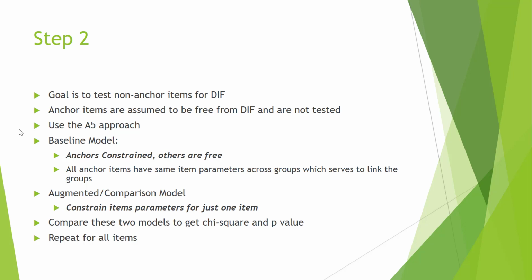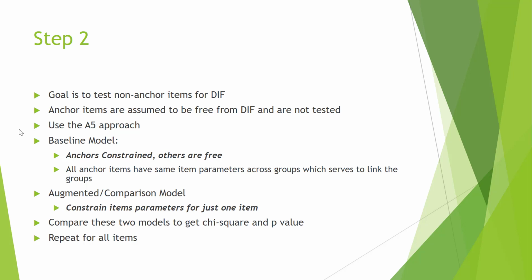So anchor items are assumed to be free from diff. They're not tested. We're going to use the A5 approach, where you find up to 5 items, it doesn't have to be 5, that are apparently free from diff, and you then test the remaining items for diff.